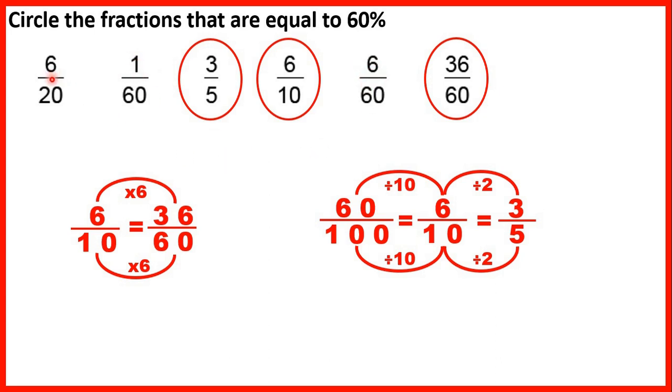So then the other one that we've not looked at is 6/20ths. That's not going to be equal to 60%, because 60% is more than half, but 6/20ths is clearly less than half, because remember, half would be 10/20ths, and 6 is less than 10. 6 is less than half of 20, so we don't want to circle this fraction either. We need to circle 3/5, 6 tenths, and 36 over 60.